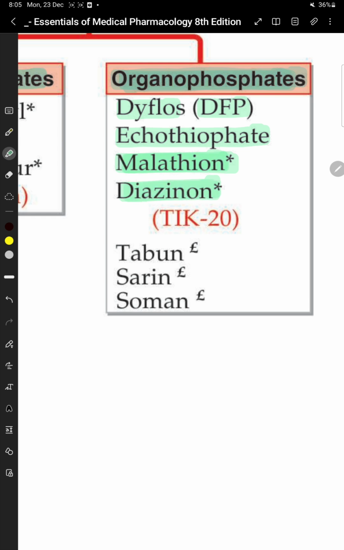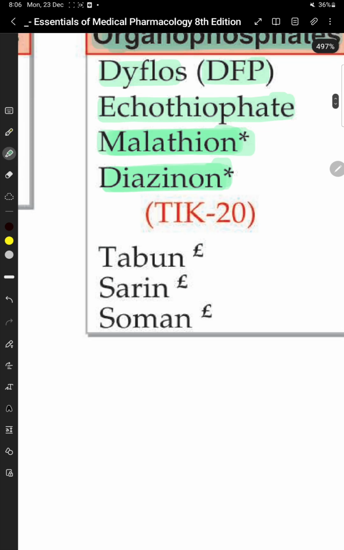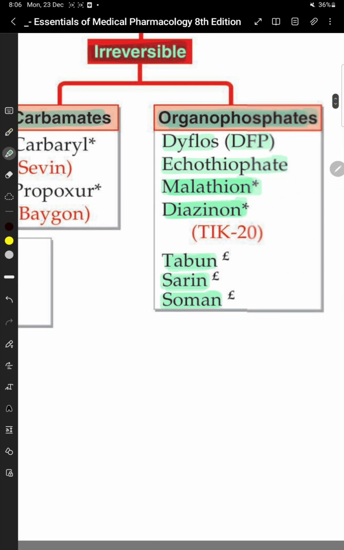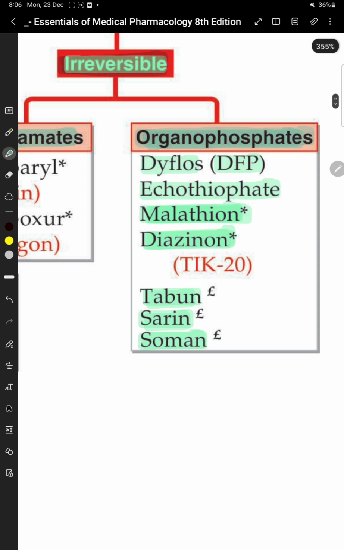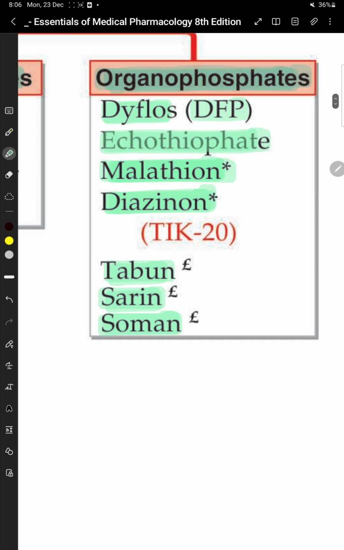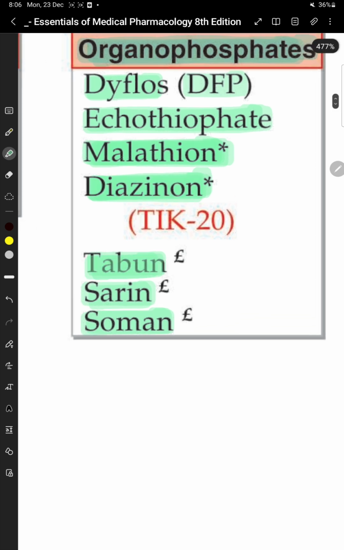Malathion and diazinon are found in pesticides or insecticides. Then tabun, sarin and soman. These are nerve gases for chemical warfare. Organophosphates are irreversible anticholinesterases. Examples: diflos, ecothiopate, malathion and diazinon. Malathion and diazinon are seen in insecticides. Then tabun, sarin and soman are nerve gases for chemical warfare.